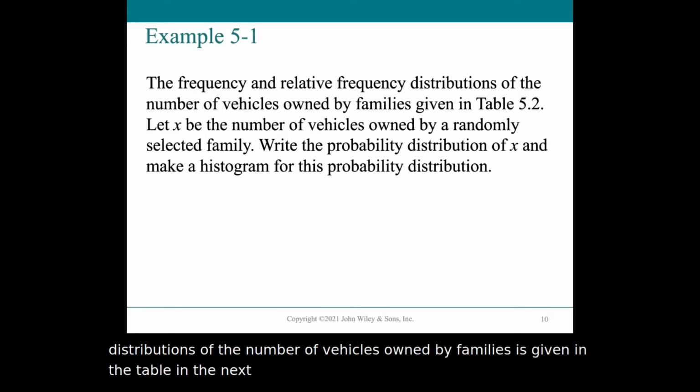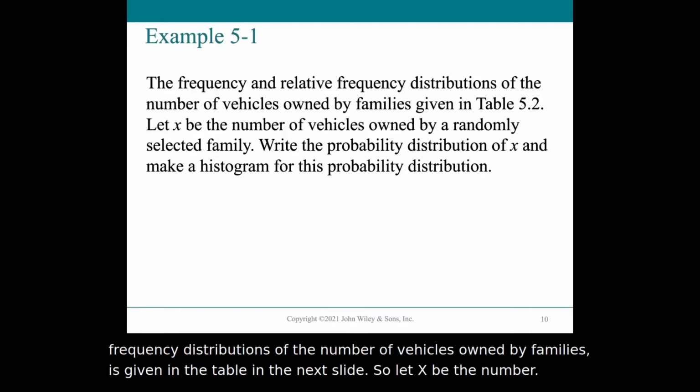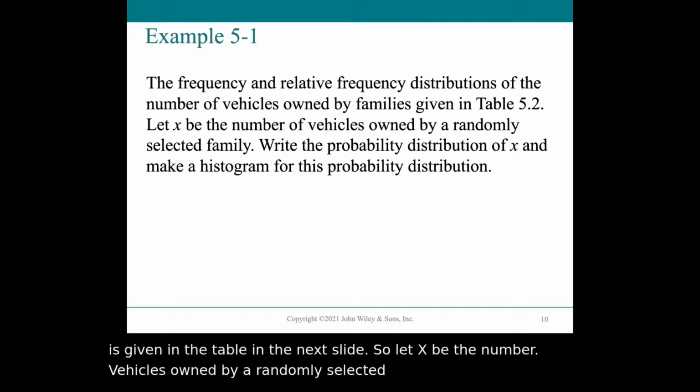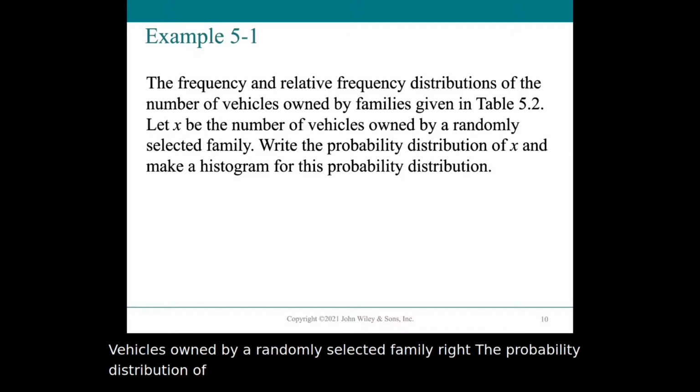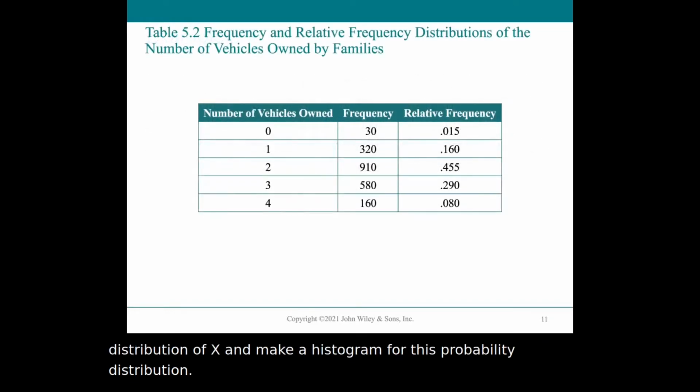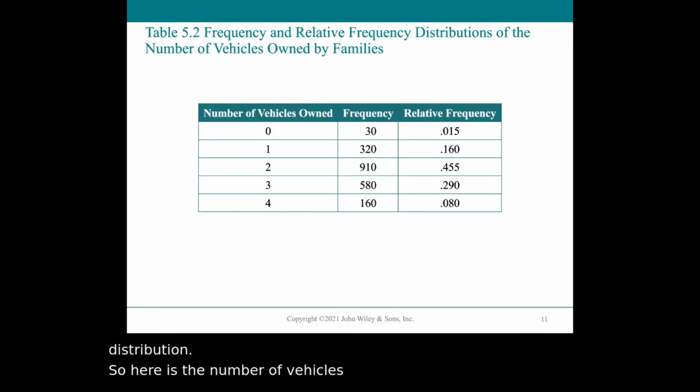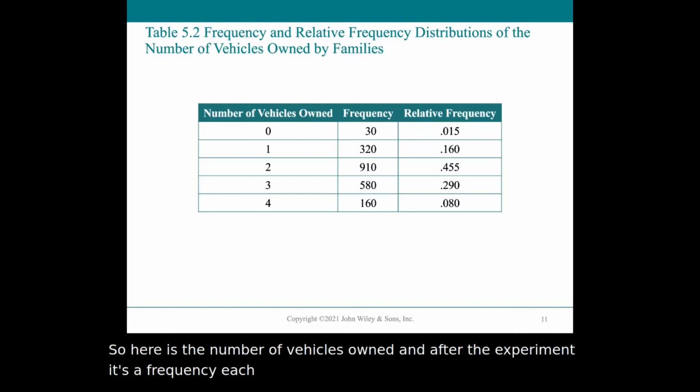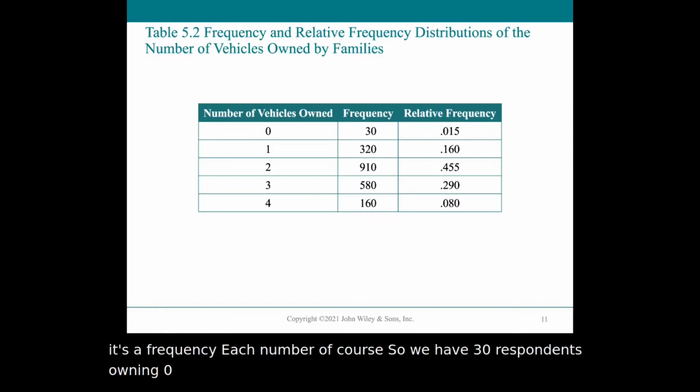So let X be the number of vehicles owned by a randomly selected family. Write the probability distribution of X and make a histogram for this probability distribution. So here is the number of vehicles owned, and after the experiment, that's the frequency each number occurs. So we have 30 respondents owning 0 vehicles, 320 respondents owning 1 vehicle, 910 respondents owning 2 vehicles.